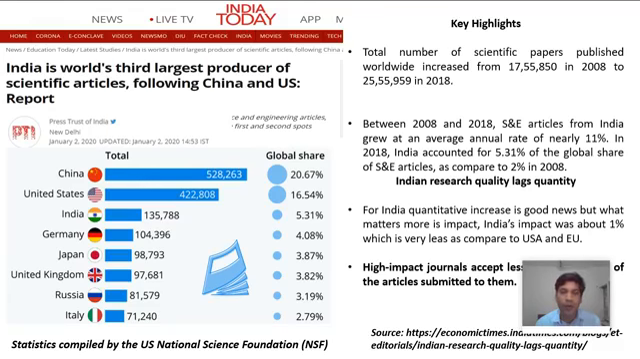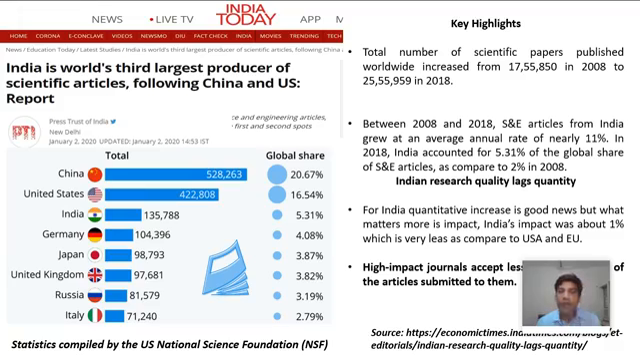So for India, the quantitative increase is good news, but what matters more is impact. Indian impact, which is generally measured through calculation of citations, was only about 1%, which is very less as compared to the USA and other European Union countries. In this study, it was also highlighted that high impact factor journals accept less than 10% of articles submitted to these journals. This complete study is available at the link which I have shared with you. You can see the complete study on this website also.